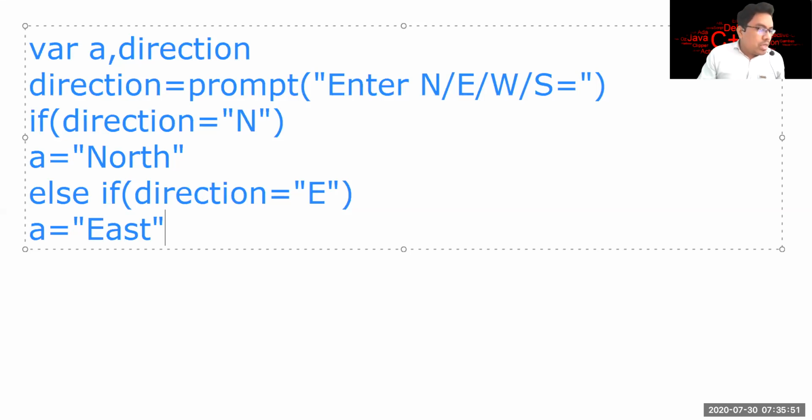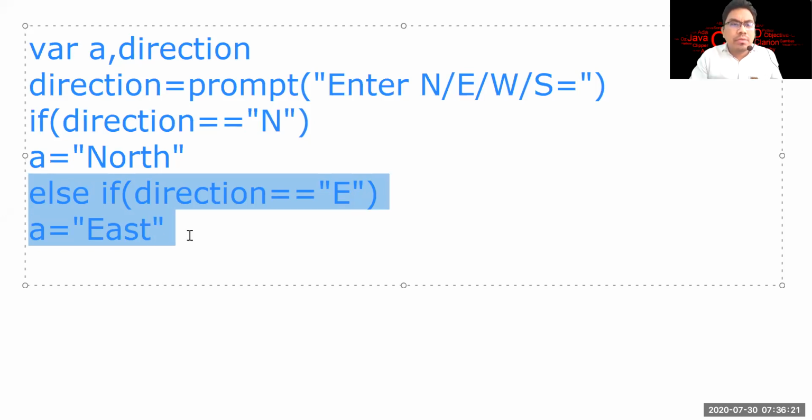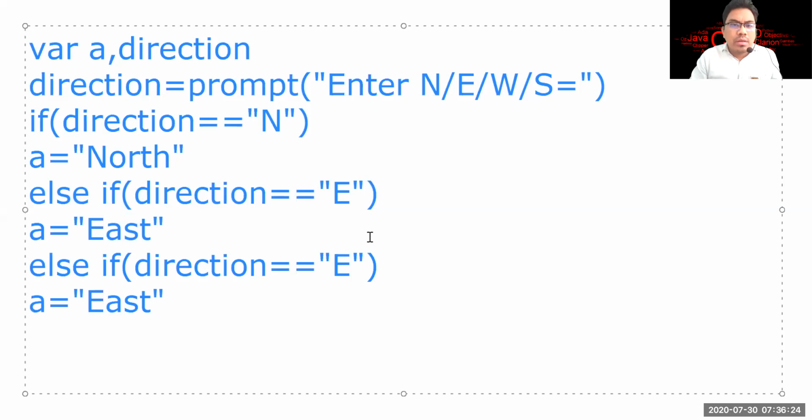Okay, and one mistake we have done. This equal to W will be double equal to. Okay, because we are comparing now. Give double equal to. After that, can you do the rest? Else if direction equal to W, then it will be what? West.